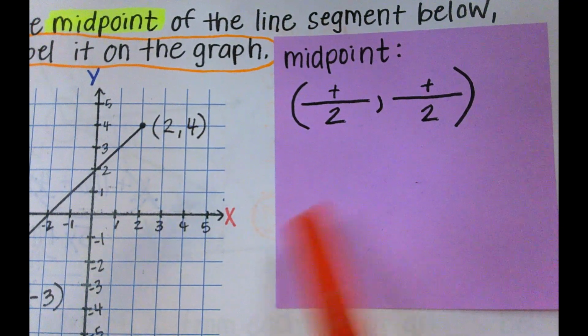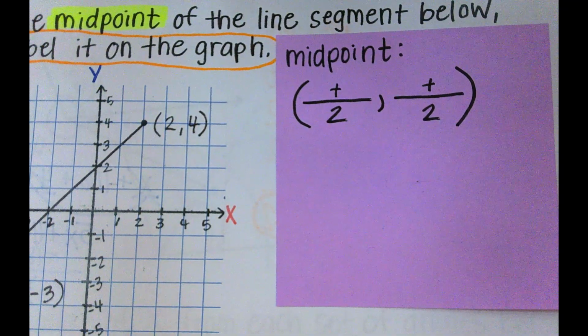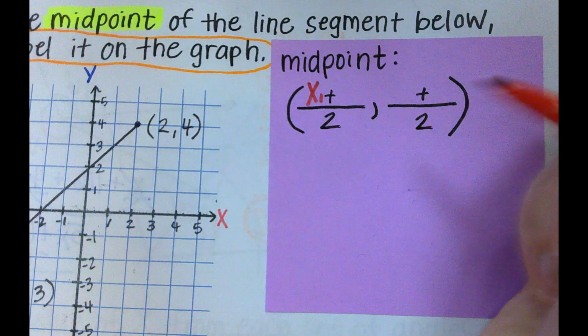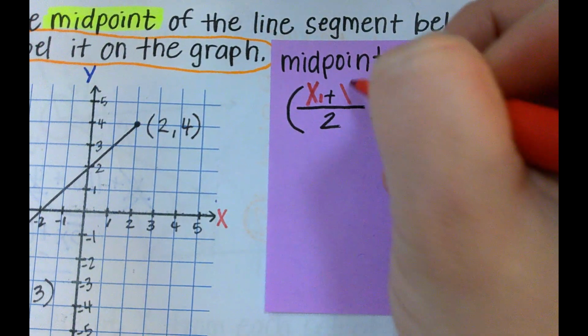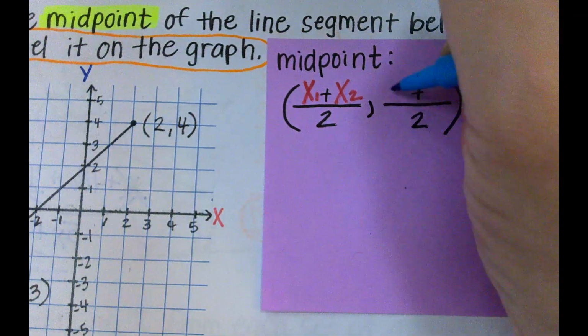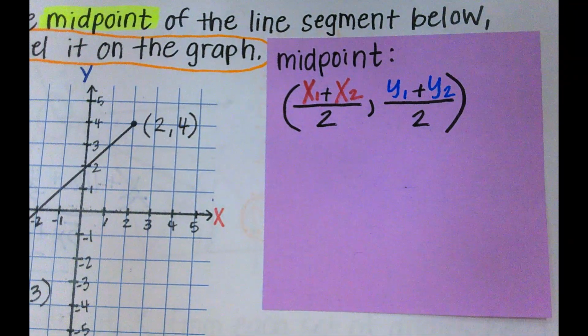Now, if you've got that formula out, what are the 2 things I'm adding for my formula? The X and Y, X1, X2. Good. X1 plus X2 divided by 2, and then Y1 plus Y2. Good. Then Y1 plus Y2 divided by 2. Okay, so that's my midpoint formula.